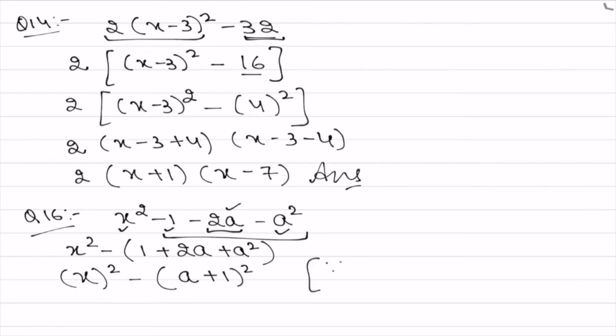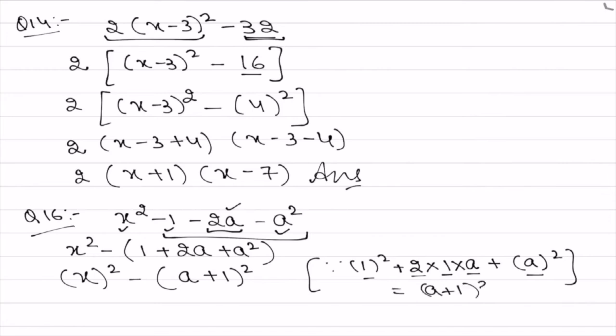Why? You can see it over here. 1 is a perfect square. 2a means 2 into 1 into a, plus a square means the perfect square of a. So this is a formula of a square plus b square plus 2 into a into b. So that's why it becomes a plus 1 whole square.